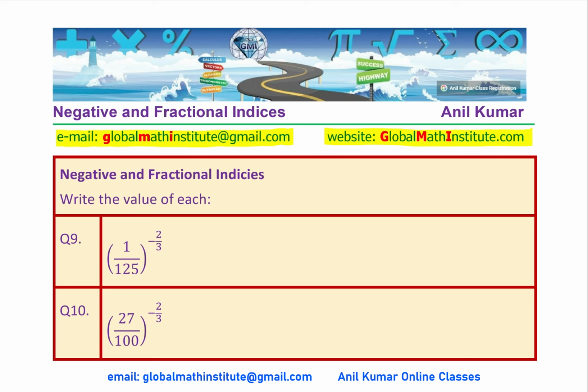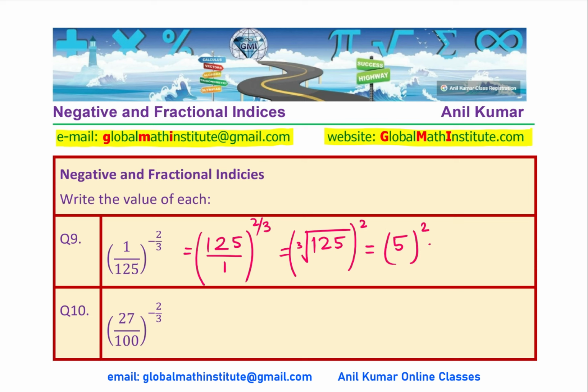Let me continue. So first step, flip it. So we get 125. No need to write 1 here. If you want, you can. But no need, right? So we have 2 over 3 as the power. First do the cube root. So 125 cube root. And then you square it. Cube root of 125 is 5. And square of 5 is 25. Clear?